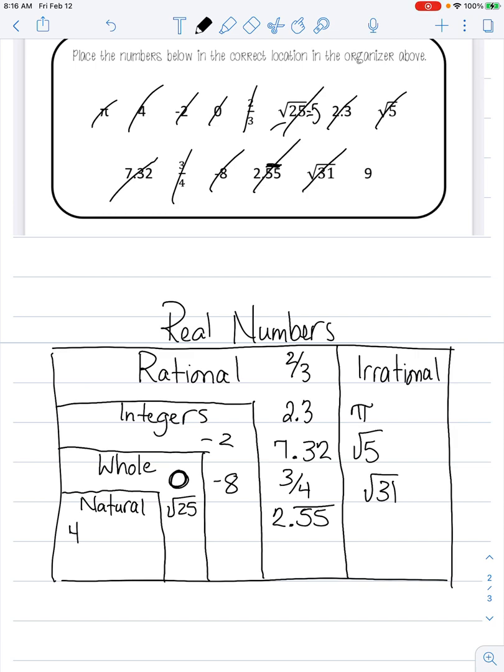And let's look at 9. Rational or irrational? So it is rational. Is it an integer? Yes. Can it be a whole number? Yes. And it's a natural number because when we're little we go 1, 2, 3, 4, 5, 6, 7, 8, 9. So that goes in the 9 box.